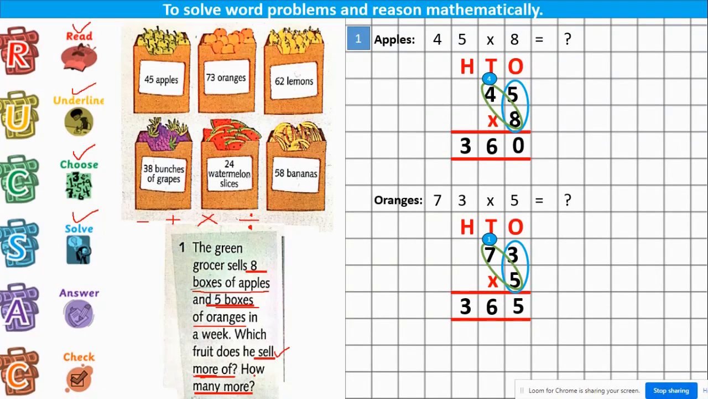But what about the other part of the question? How many more? Did we calculate how many more did he sell? No. So we are going to go ahead and calculate that first. So the grocer sold 365 minus 360, which is equal to 5 oranges more than apples. So basically he sold 5 oranges more than apples. Okay, now how many more? Did we answer this question? Yes. So we have finished answering the questions which were asked in the word problem.